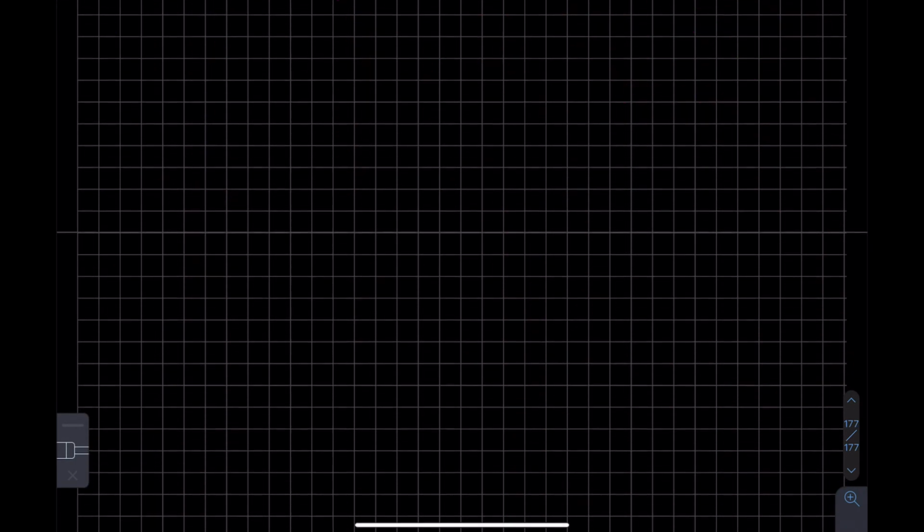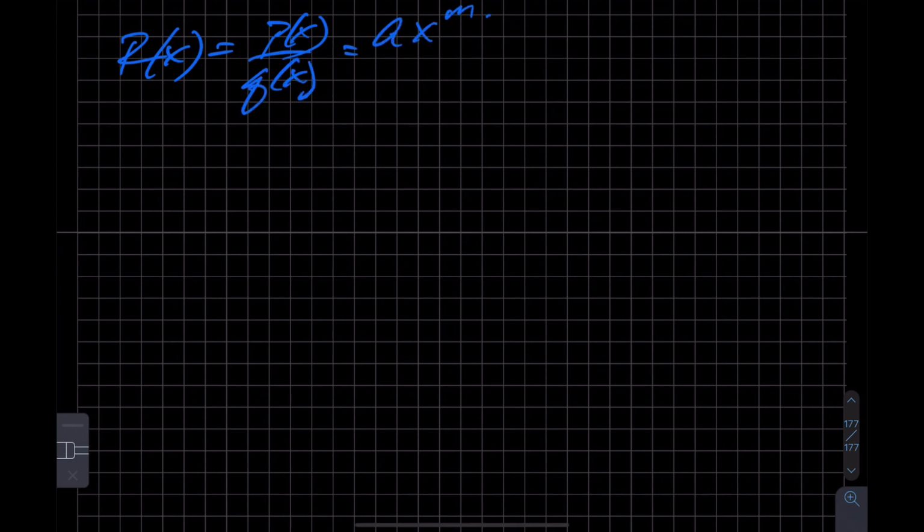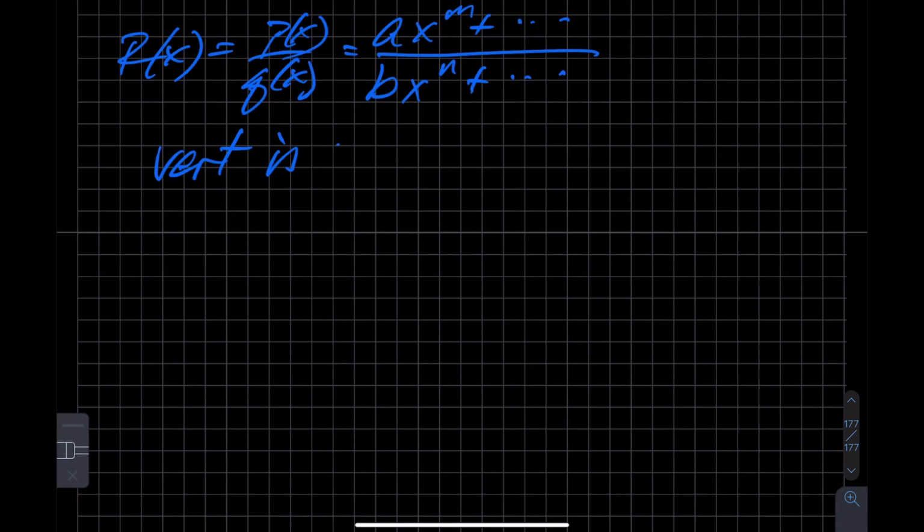Okay? So let's look at these rules in summary. If I have a rational function and it's defined as a polynomial divided by another polynomial, and it would look like ax to the m plus whatever's left over over b times x to the n. So, let's do this in summary. So the vertical asymptote is where the denominator equals 0. So they're at x values, x equals where the denominator equals 0.